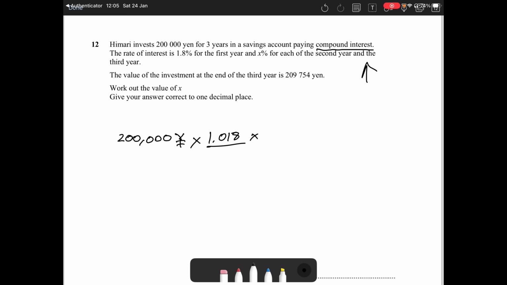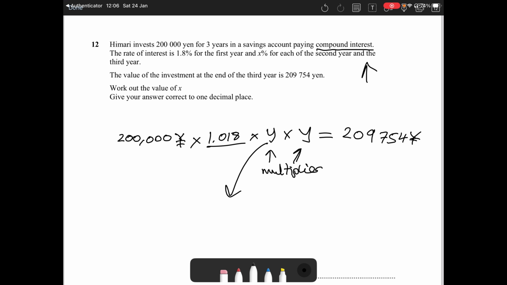But we're going to say in the second and third year, there is an identical multiplier every time, right? We just don't know what it is. But if you multiply 1.018 by y, and you do that with 200 grand, you will at the end receive 209,754 yen. Right, cool. So I've set up my equation. So let's solve it, right? To make your life easier, we can call this y squared, because it is.